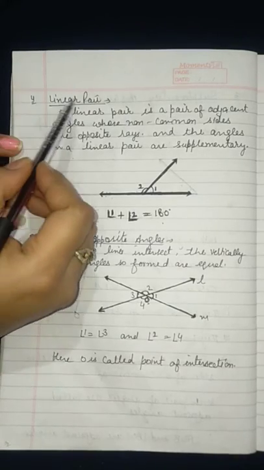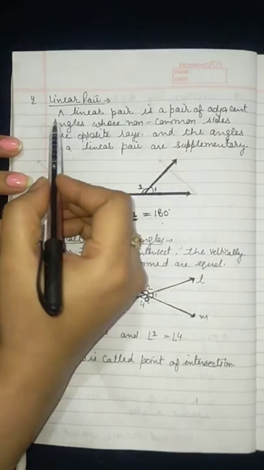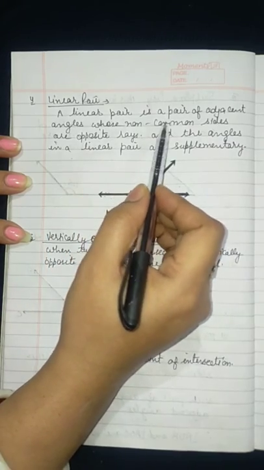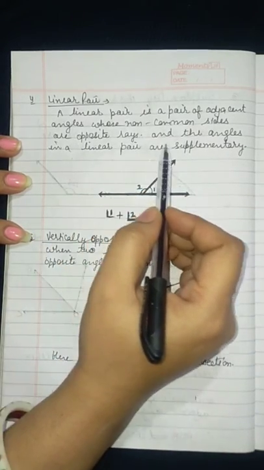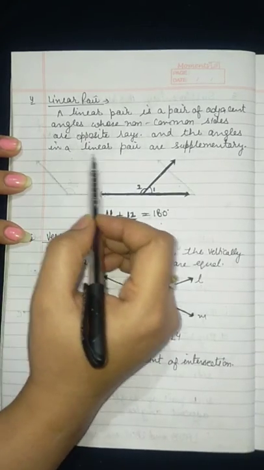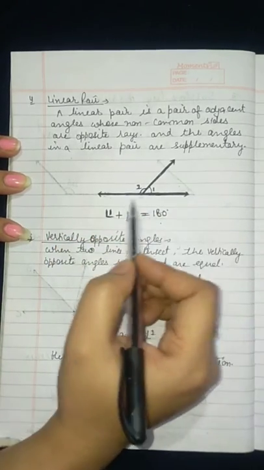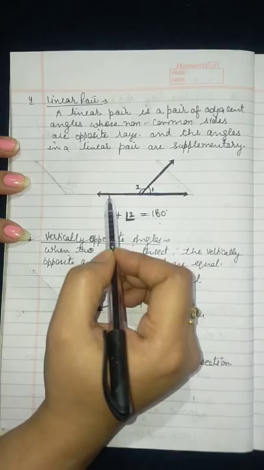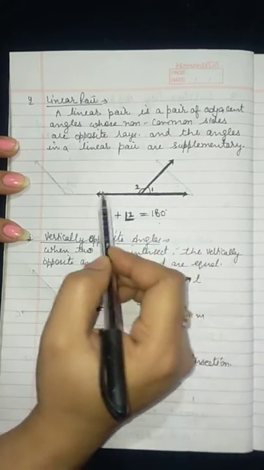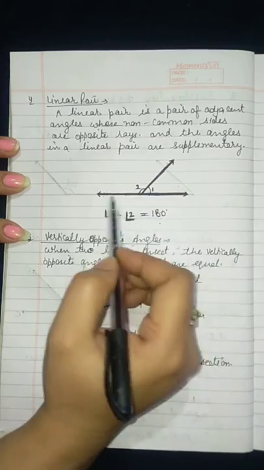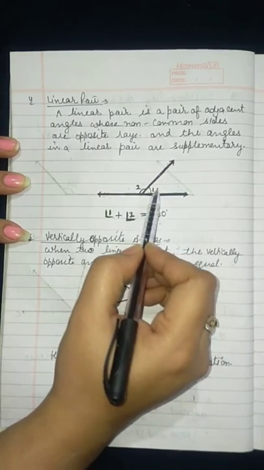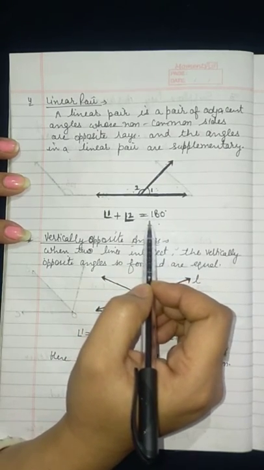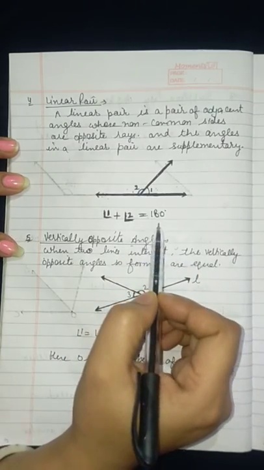The next, fourth one is linear pair. See, what are linear pairs? A linear pair is a pair of adjacent angles whose non-common sides are opposite rays, and the angles in a linear pair are supplementary. Means here again this is a line and this is representing a linear pair. You can see here they are also representing adjacent angles, this one angle and this one angle, but they are representing a straight line, and we know that a straight line is always supplementary. So here 2 plus 1 or 1 plus 2, their sum is equal to 180 here. It means the sum of a linear pair is equal to 180 all the time.